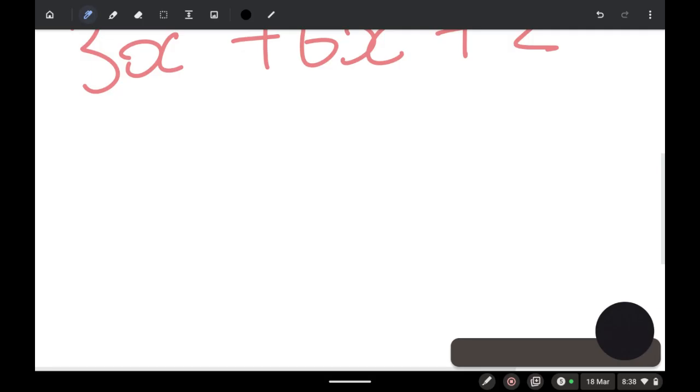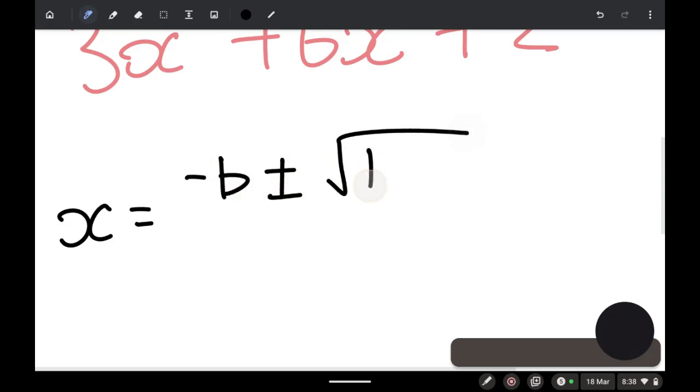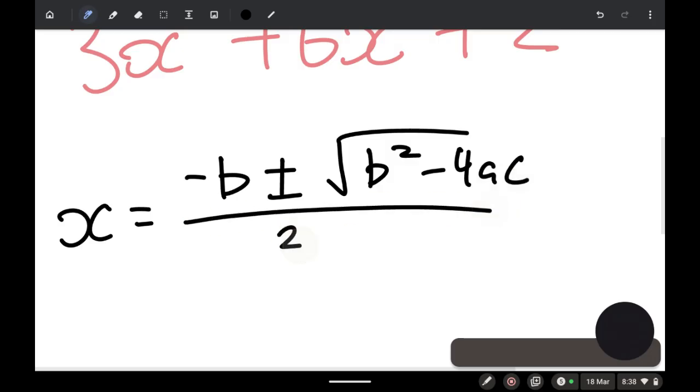Okay, it'll be x equals to negative b plus minus square root b squared minus 4ac all over 2a.